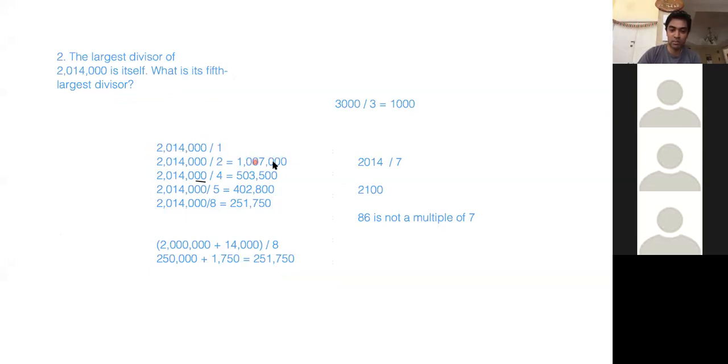So we saw the largest is 2,014,000. Second largest is 1,007,000. Third largest, fourth largest, and fifth largest is 251,750. Does this make sense? Yes. Okay. Now, we actually didn't need to do all these other divisions except for this divided by 8. The way you could think about this problem instead is, if we had first asked you about the fifth smallest divisor, cross this out and imagine the question was asking for the fifth smallest divisor. If I tell you what the fifth smallest divisor is, is it easy to find the fifth largest divisor?